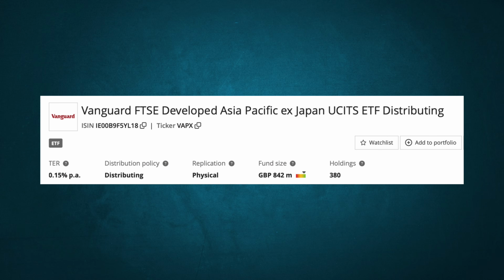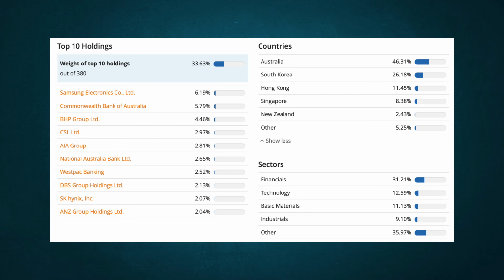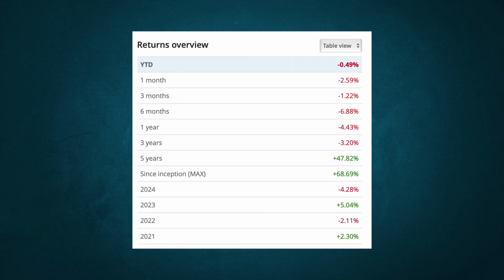For this, I've gone with the Vanguard FTSE Developed Asia Pacific excluding Japan ETF, with the ticker symbol VAPX. This ETF tracks almost 400 large and mid-cap stocks from developed countries in the Asia-Pacific region, and of course excluding Japan. Australian companies take up a large portion of this ETF, with South Korea and Hong Kong taking the second and third spot. You'll see a key blend here of both technology and banking stocks, with other sectors fairly evenly split.